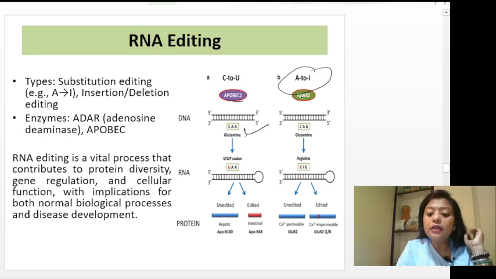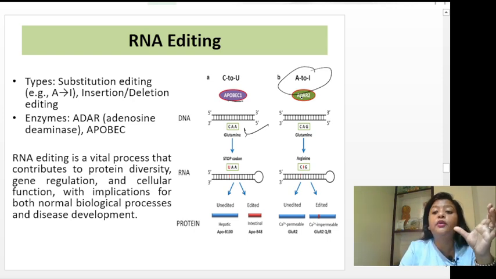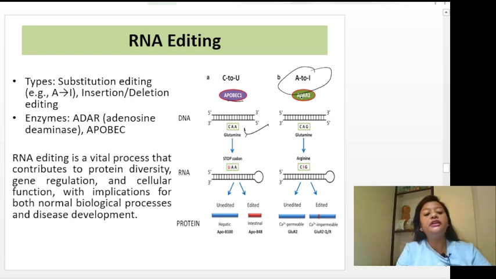Now you can see here in the lower part, the proteins. The blue ones are unedited ones and the red ones are edited ones. Sometimes edited ones might not be good for your body, so they can lead to some disease development.